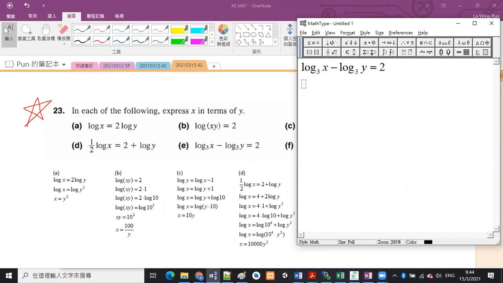First, I want x to be the subject, but x is trapped inside the log. So I need to make log x, the term log x, to be the subject first. So like this, and then add the log y to the right, like this. Okay, so left-hand side is one single log now, so don't change it at the moment. And right-hand side, the log y is fine, but there's a pure number, so the 2 should be multiplied by a 1.